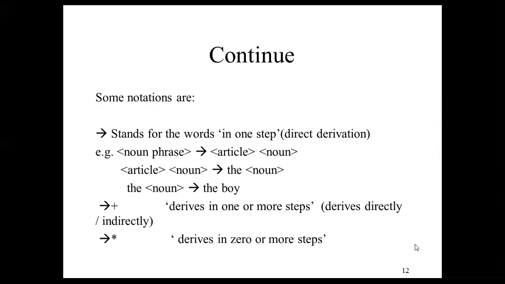So again we are continuing this. There are some notations. So there is a single arrow. The single arrow is showing what is happening or processing, only in one step. So noun phrase is equivalent to article noun. We can break the noun phrase into article and noun. So this is happening only in one step.